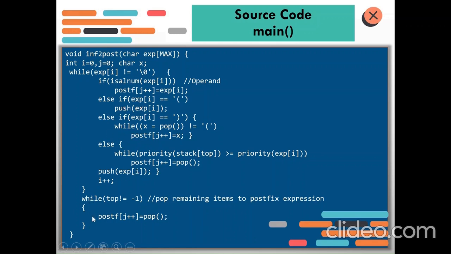So this while loop is for popping the remaining items to the postfix expression. Remember in the previous slide, we said finally when the infix expression or the array is exhausted or traversed fully, then as a last step, we pop the remaining elements from the stack and put them directly in the postfix expression. That is what we are doing with this piece of code.